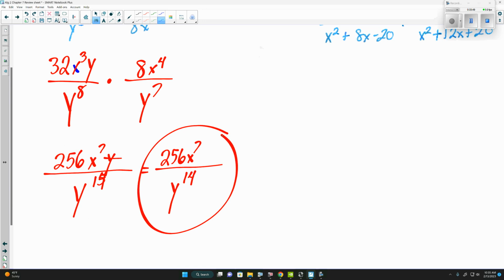Any questions on this here? So monomials, either multiplication or division. Multiplication, just multiply them and then simplify. With division, like this here, keep, change, flip. Keep the first one the same, change it from division to multiplication, flip it, multiply, and simplify. So any questions on these here?